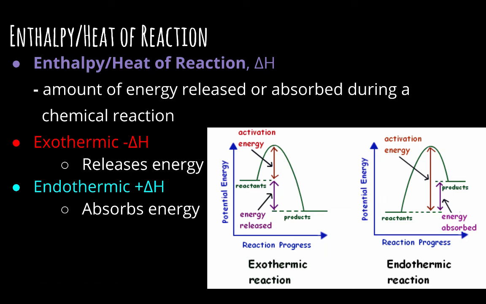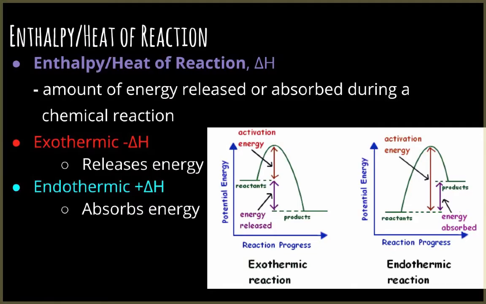or the heat of reaction. What this tells us is the overall change in energy for a chemical reaction. So it's the amount of energy released or absorbed when you have a chemical reaction. There's two ways you can classify chemical reactions. One of them is exothermic. An exothermic reaction is going to release energy. So think of exo as energy exits the system.